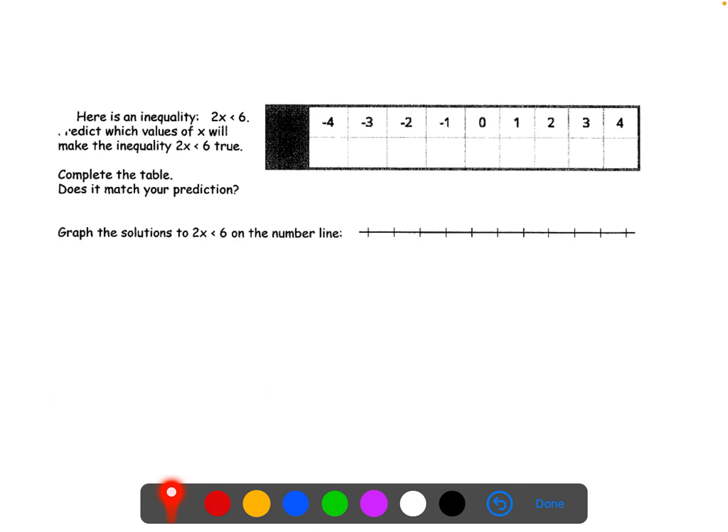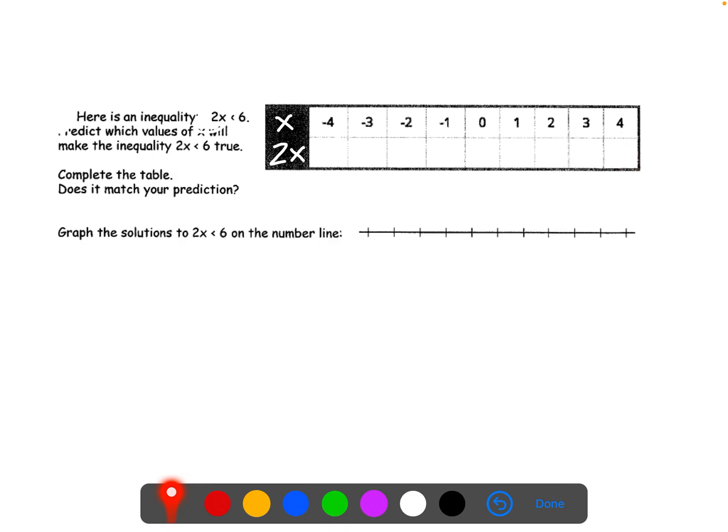We have a new inequality, 2x is less than 6, and we're going to complete the table for all these x values. Again, this top row is the x value. The bottom row is the part of the inequality here, which is 2x. So all we need to do is take these hypothetical x values and double them to fill in the table. So we're doing multiplication here with integers.